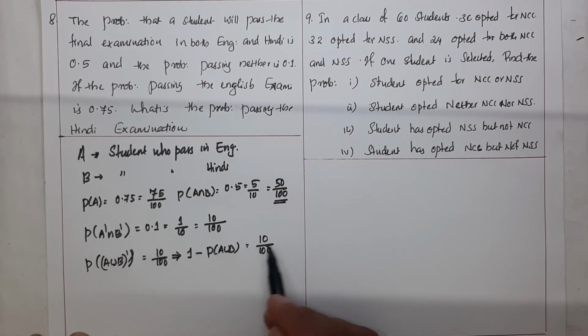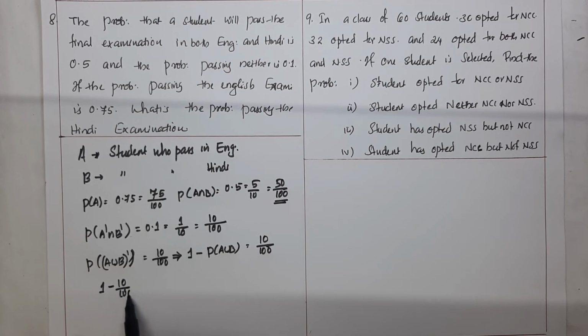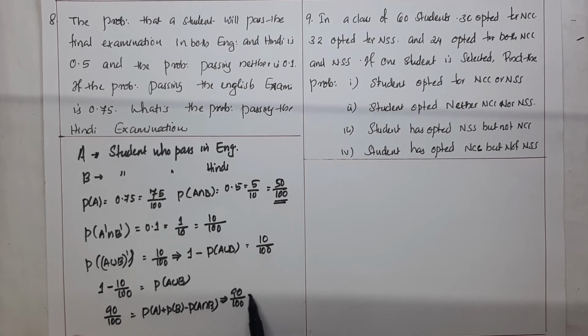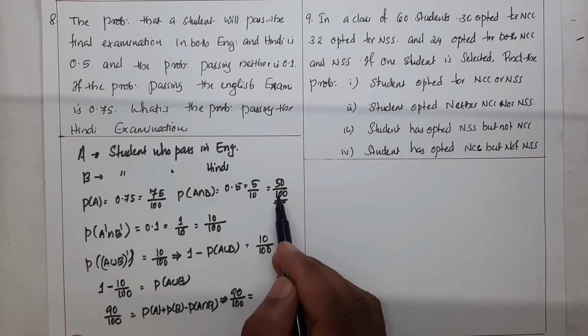Shift this term to the right side and that to the left side. Therefore 1 minus 10 by 100 is equal to P of A union B. That is 100 minus 10, we get 90 divided by 100, equal to P of A union B. P of A union B is P of A plus P of B minus P of A intersection B. That implies 90 divided by 100 is equal to P of A, 75, minus P of A intersection B, 50. That is 75 by 100 minus 50 by 100, 25 by 100.